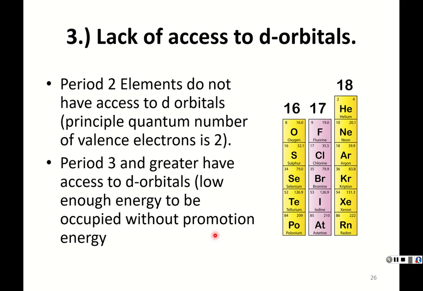And then there's that lack of access to d orbitals. Again, this is quantum mechanically forbidden for these elements up here. So period 3 and greater have access to those d orbitals quantum mechanically, even though in period 3 they don't actually have d electrons. They still have access to those orbitals.